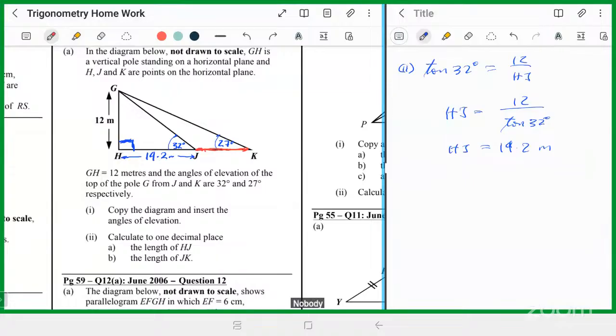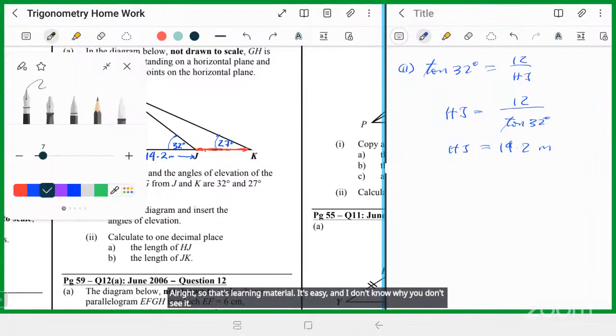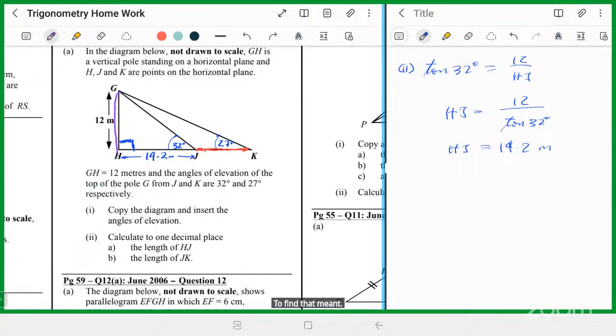Nobody wants to tell me how to find that length. Alright, so just learn it. Let me tell you. It's easy. To find that length, we're going to work on this big purple triangle. The angle is 27, opposite side is 12. We're going to find the full length across here, so this is adjacent. And then subtract the 19.2, that is all. Find the full length, HK, and then subtract the 19.2. That's all we have to do.